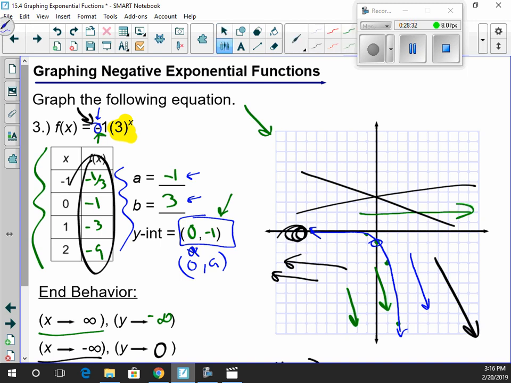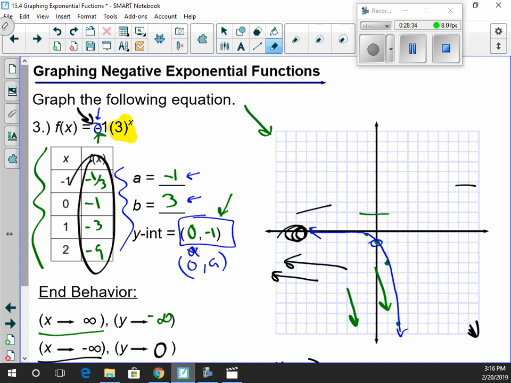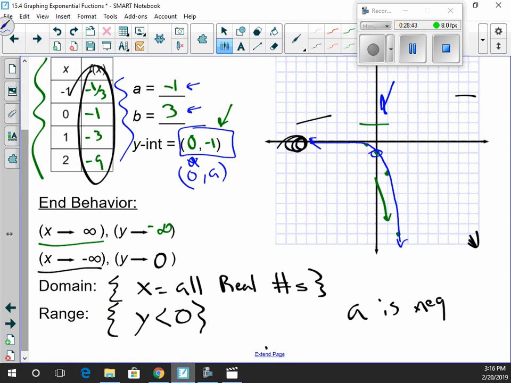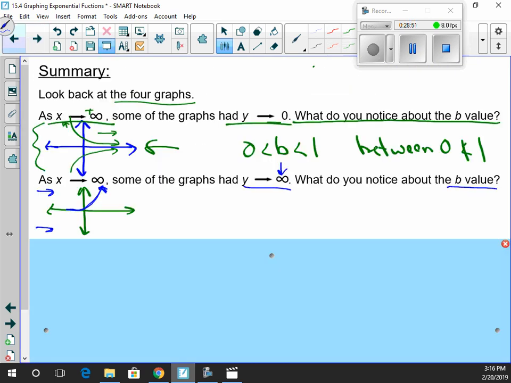But if we look at the graph for this, and again, I'll clean it up. If we look at the graph for this one, it approaches negative infinity, right? We talked about that. So for this particular question, as x approaches positive infinity, some of the graphs had y go to positive infinity. What do you notice about the b value? The b value was bigger than 1, right?